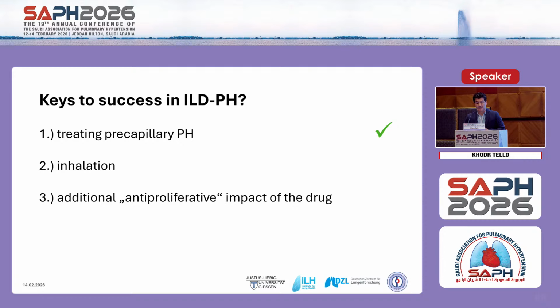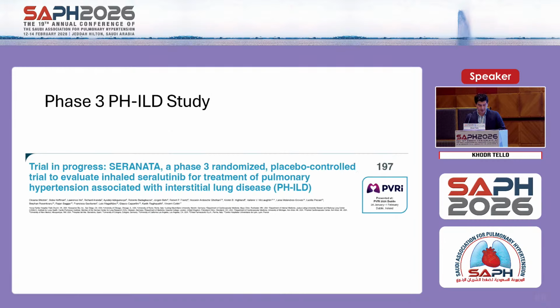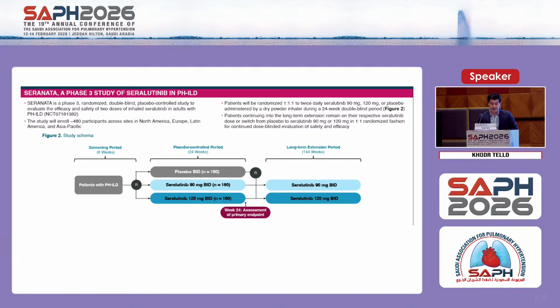So this paved the way to the SERENATA trial in order to test this, a phase 3 randomized placebo-controlled trial to evaluate inhaled seralutinib for the treatment of pulmonary hypertension associated with interstitial lung disease. So this could be the way, if we compare it to one of the positive studies, the INCREASE study, which might hopefully be a success also for our patients, of course.